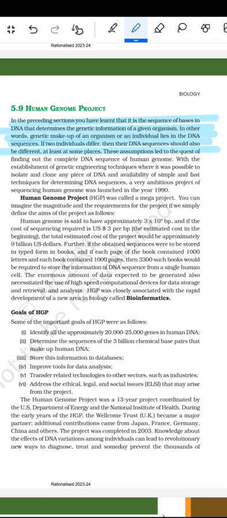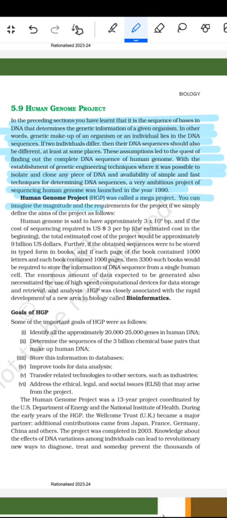These assumptions led to the quest of finding out the complete DNA sequence of the human genome with the establishment of the genetic engineering technique where it was possible to isolate and clone any piece of the DNA, and the availability of simple and fast techniques for determining DNA sequences. A very ambitious project of sequencing the human genome was launched in 1990. Human Genome Project was called a mega project.